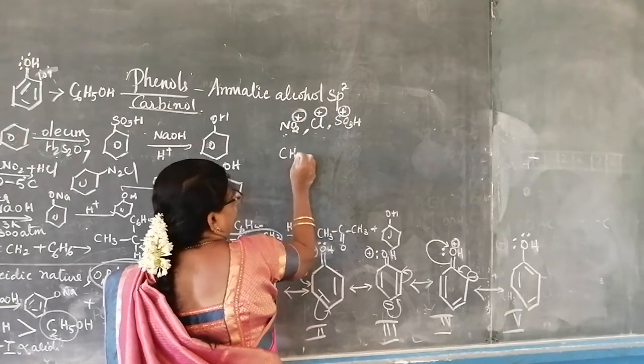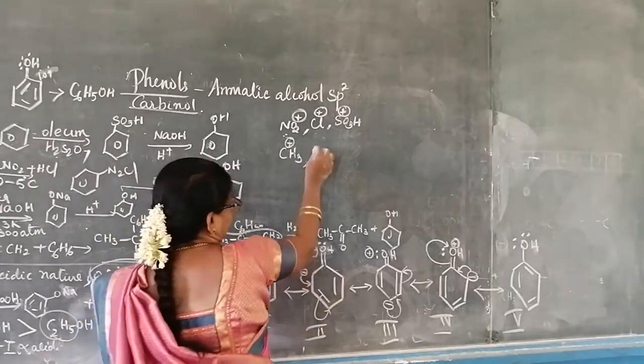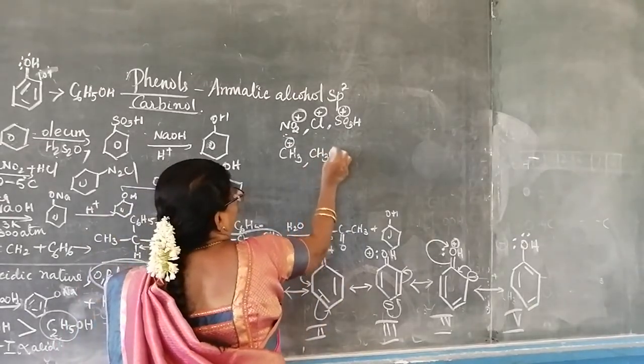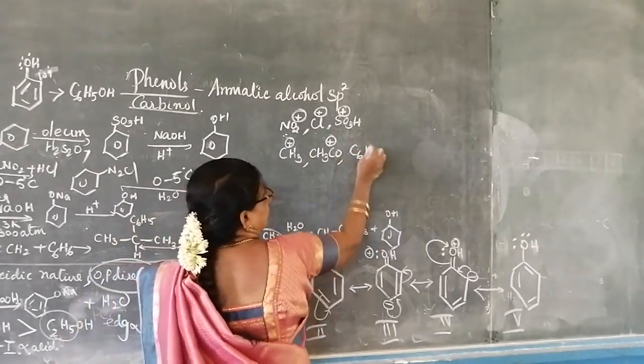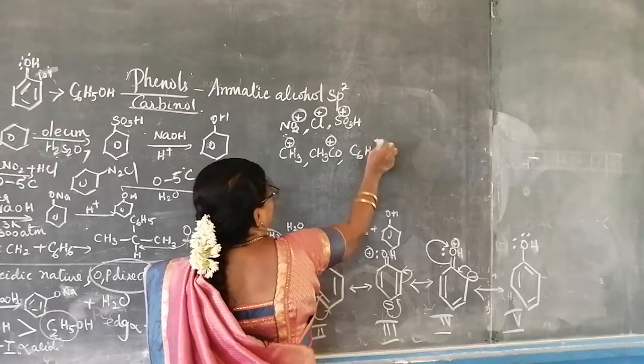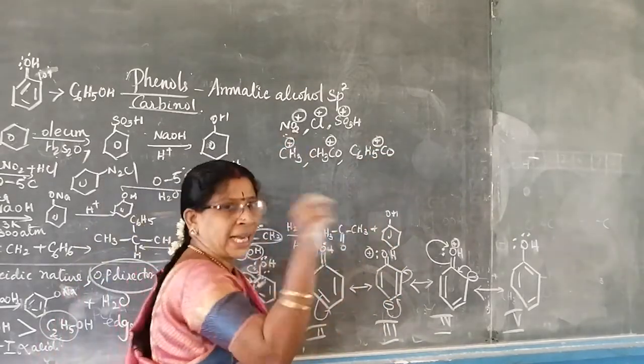Then Friedel-Crafts alkylation, CH3 plus. CH3CO plus, it is called acylation. C6H5CO plus, this is called benzoylation.